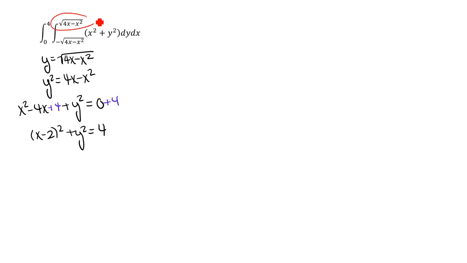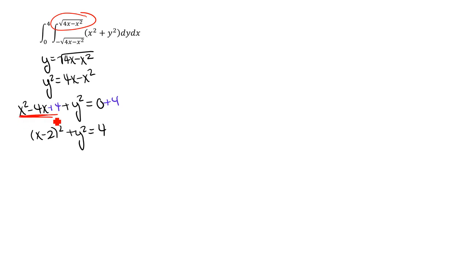So right now I'm just taking this upper bound. y equals the square root of 4x minus x squared. I squared both sides. We've got y squared equals 4x minus x squared. And then I took everything on the right side and moved it to the left. So I wrote this as x squared minus 4x plus y squared equals 0. And then to get this into a form that I would recognize, I had to complete the square.